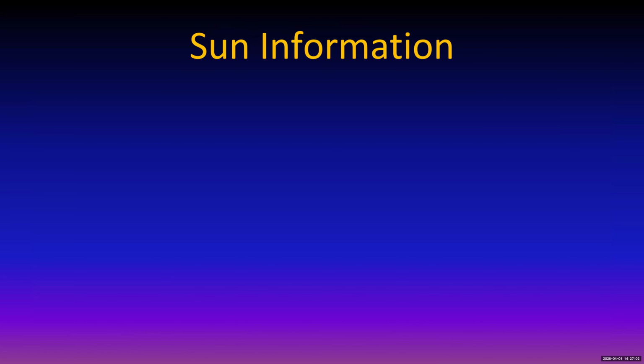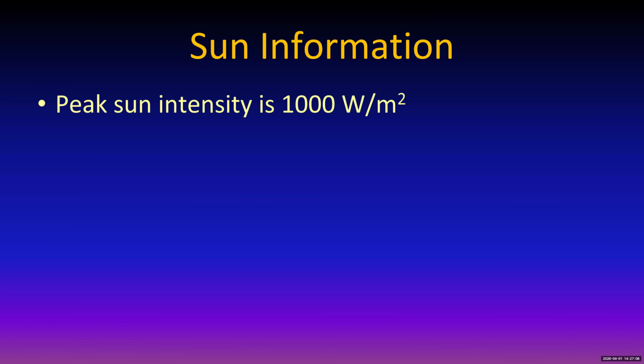I guess we already started, but to begin with, let's take a look at what we can get from the sun. The peak sun intensity is 1,000 watts per square meter. Now that's if you are directly underneath that sun and it's shining straight down on you. And of course, that doesn't normally happen. First of all, you'd have to be somewhere between the Tropic of Cancer and the Tropic of Capricorn. Otherwise, if you're not in the tropics, the sun is never overhead.